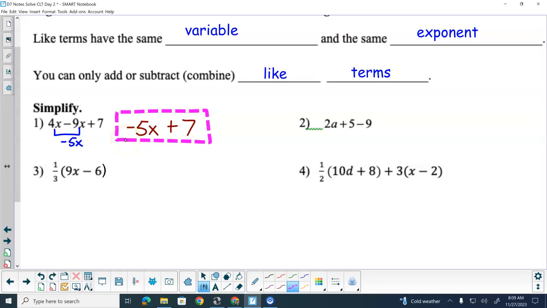Agree with that? Okay. In number 2, there's an a term, but there's not another a term, so that's going to stay. There's a 5, and then there's a 9. Constants are always like terms, so those 5 minus 9 is still negative 4. Negative 5, yeah. So 5 minus 9 is negative 4. So then this one would be 2a minus 4. Yes?